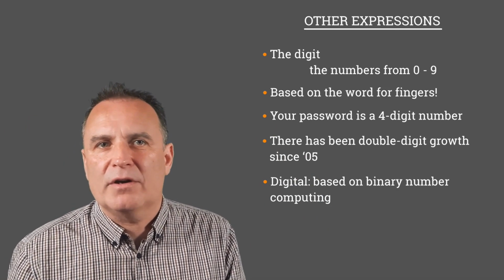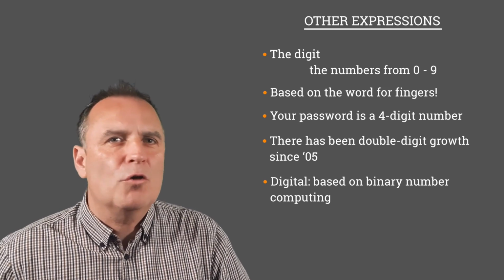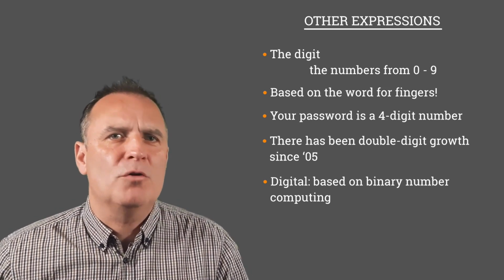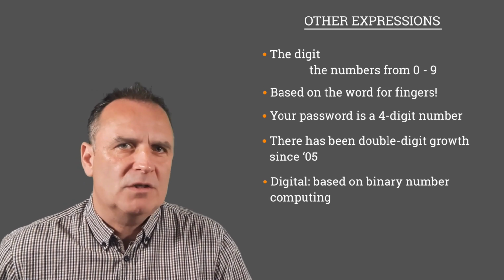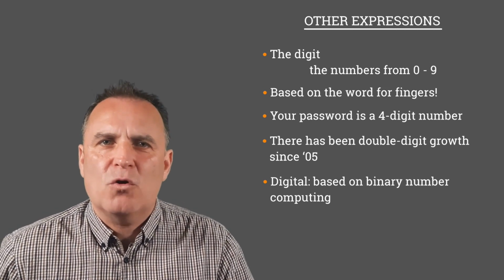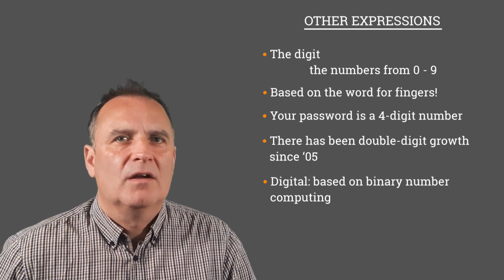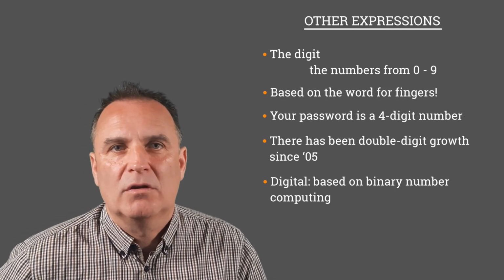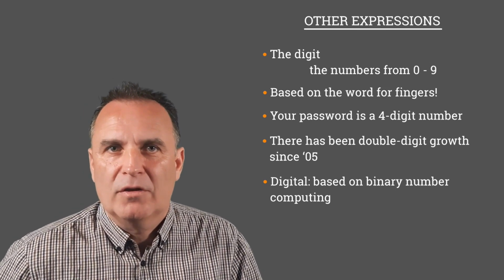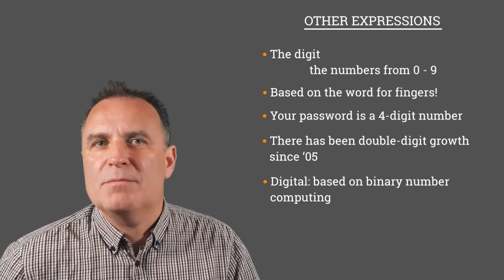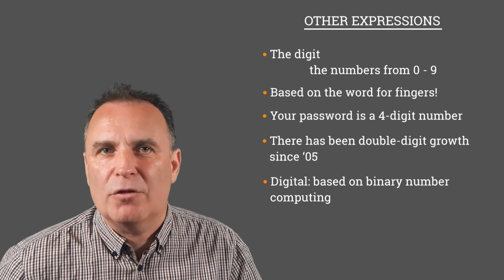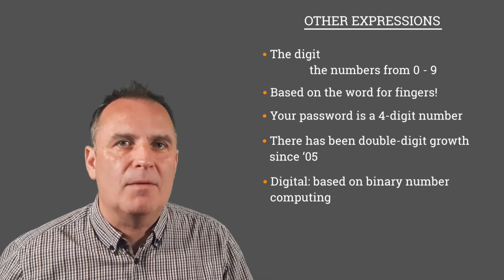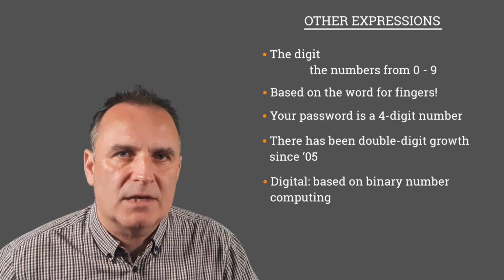So you might see on an internet page, your password must be a 4-digit number, or your passcode, I guess, in this case. It's not a word, it might be a passcode. It's a 4-digit number. You sometimes read that there has been double-digit growth. Double-digit growth. So that means more than 9% growth. It must be 10% growth and anywhere up to 99% growth, but typically it might be from 10 to 20% growth, I suppose.